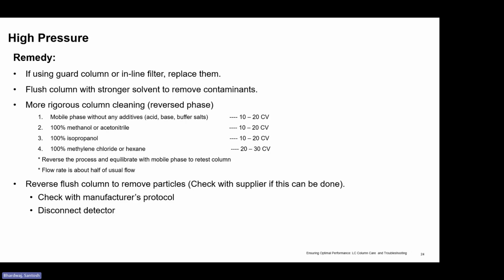Reverse flushing may help clear blockages at the inlet frit, but this should be done only if permitted by the column manufacturer. During cleaning, always disconnect the detector to prevent contamination or potential damage. If the pressure remains high even after thorough cleaning, it may indicate permanent damage and column replacement may be necessary.